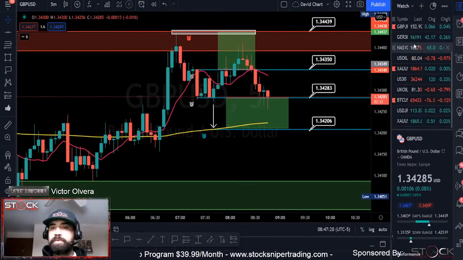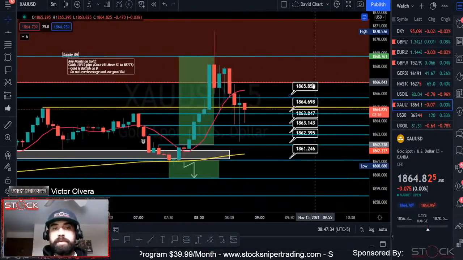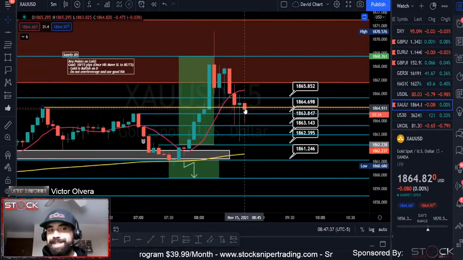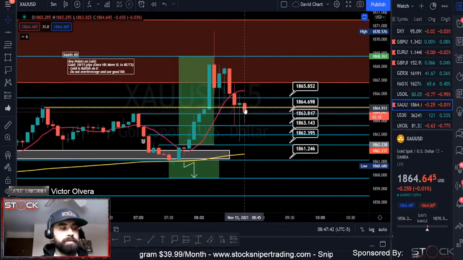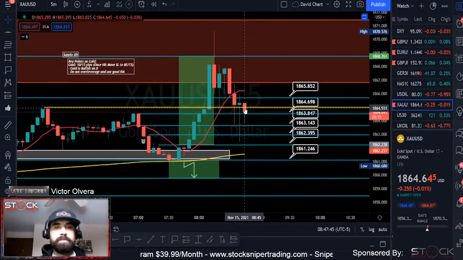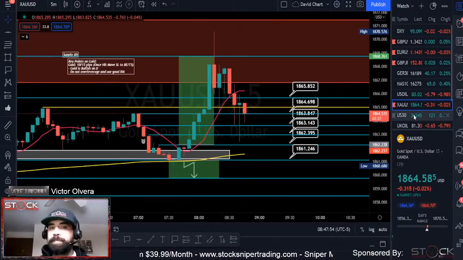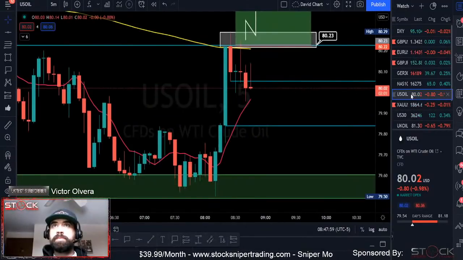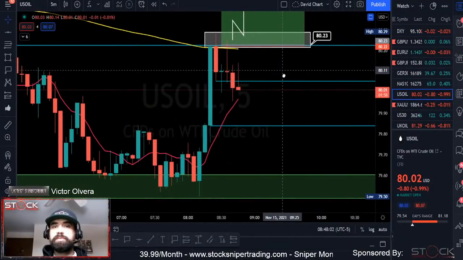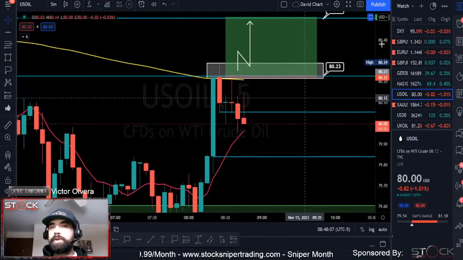GU. There's gold starting to hold. Remember that 1865 mark. Still putting it around there. And then we have US oil. Getting resisted at that 200 before making its next move.